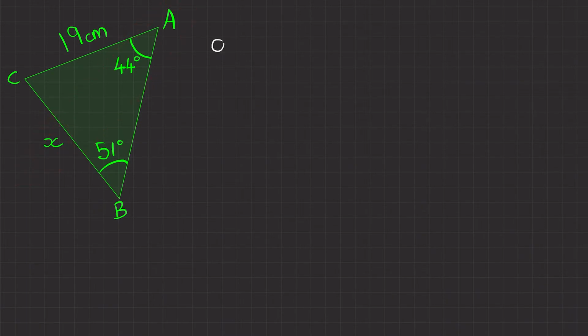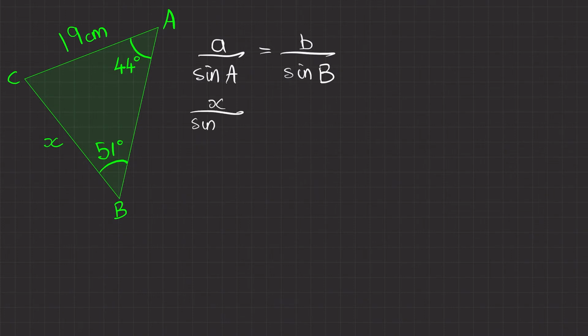So I'm going to use the lowercase letters on top, so a over sine A equals, and then we've got angle B and side B, so equals b over sine B. Substituting the values, we've got x over sine of the angle A, which is 44, equals side b, which is 19, over sine of the angle B, which is 51. We need to do a bit of rearranging to make sure we've got x on a side on its own. So multiply both sides by sine 44. So we'll have x equals 19 multiplied by sine 44 all over sine 51.